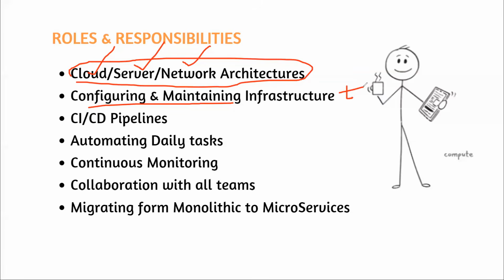That to automation way, not manually, automation. Next, I need to run the CI/CD pipelines. What we need to run? This you are going to do with Jenkins. For the first two roles and responsibilities, you are going to work on AWS.